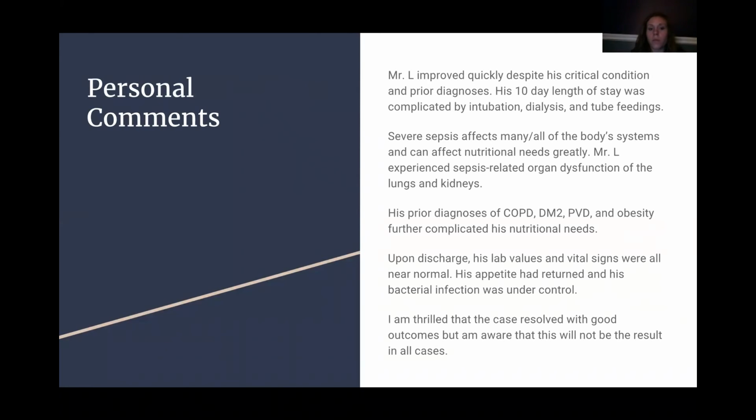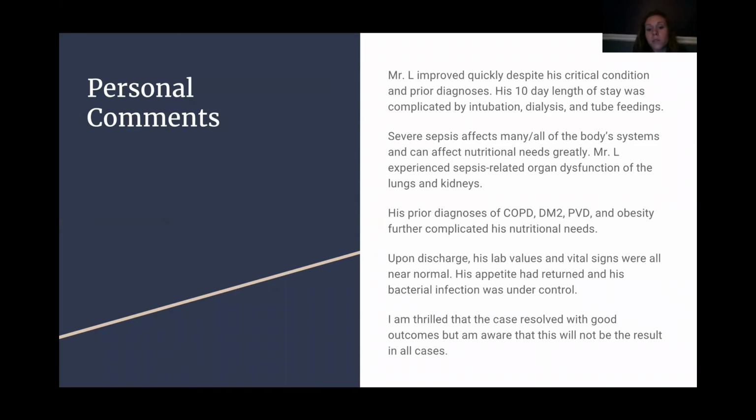So just some personal comments from me about the case. Mr. L improved quickly despite his critical condition upon admission. He was only in hospital for 10 days, and his length of stay was complicated by intubation, dialysis, and tube feedings. So I actually thought it was really incredible that his length of stay was only 10 days because of all of those complications.